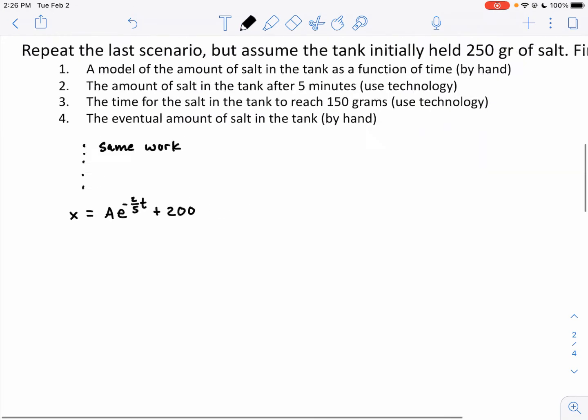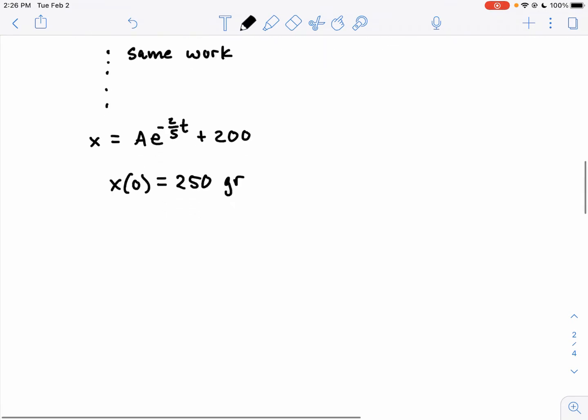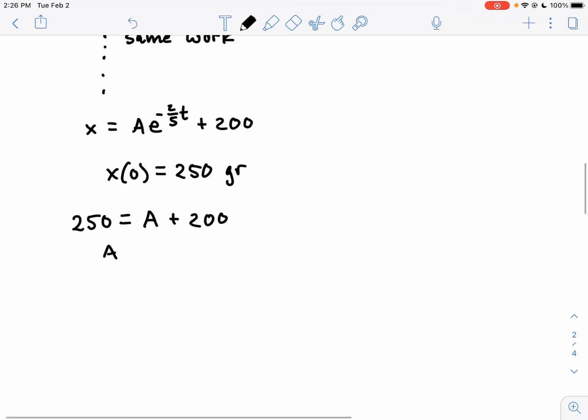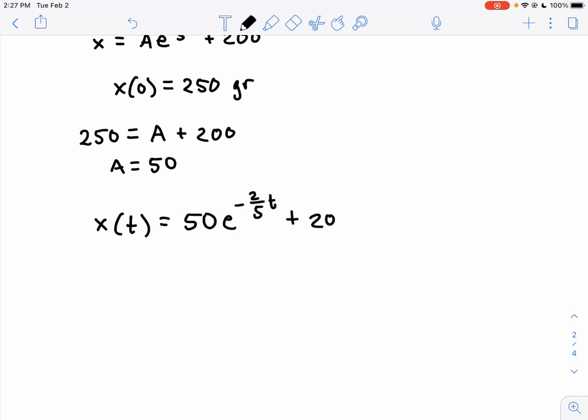But now we get to the point where initially there was 250 grams of salt. So we just have a different initial condition. X at time 0 is 250 grams. So plug in 250 for X. At the same time, you change t to 0, so this part here will just become 1 again. So you have A plus 200, and then subtract the 200, and we get A is 50. So our model is x of t is equal to 50 times e to the negative 2/5 of t plus 200.